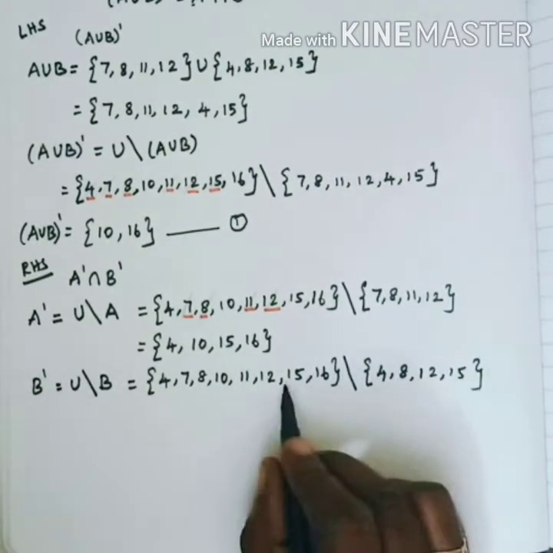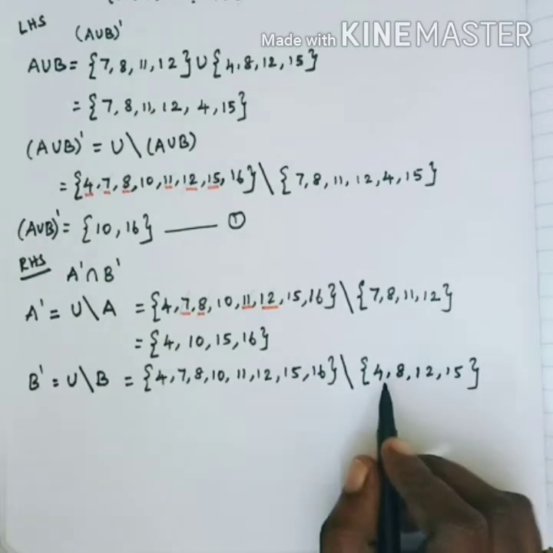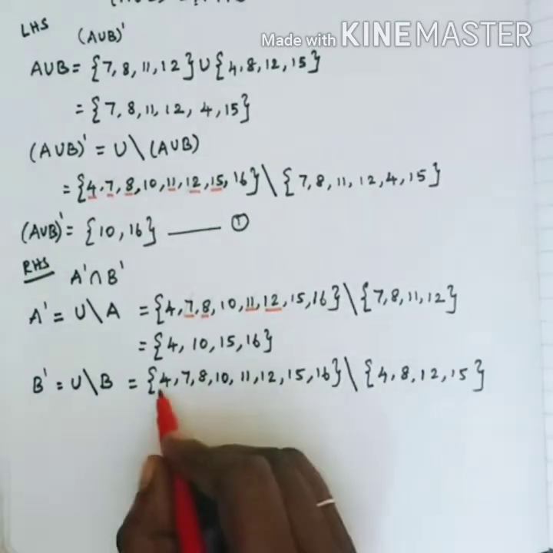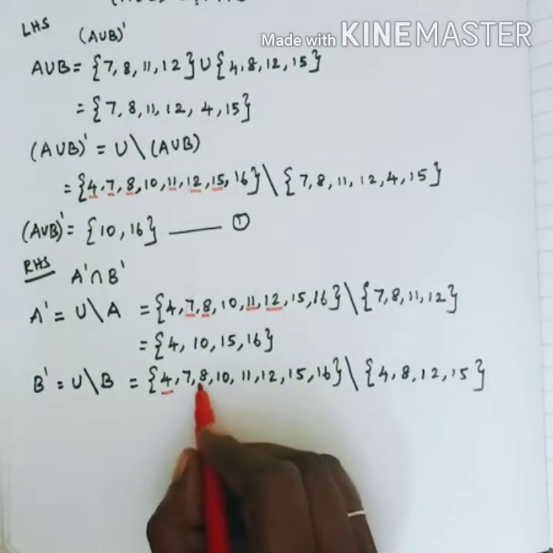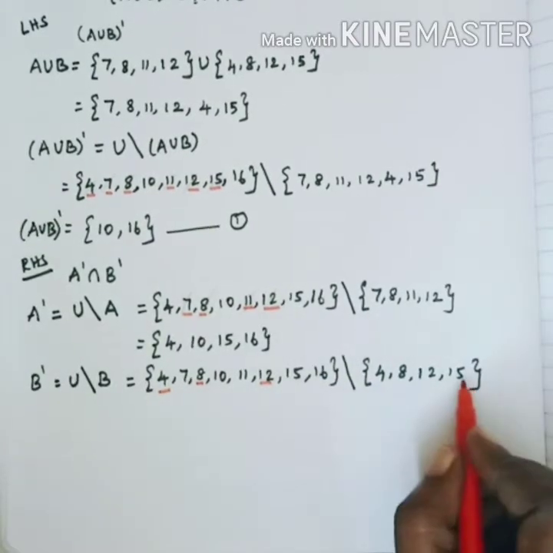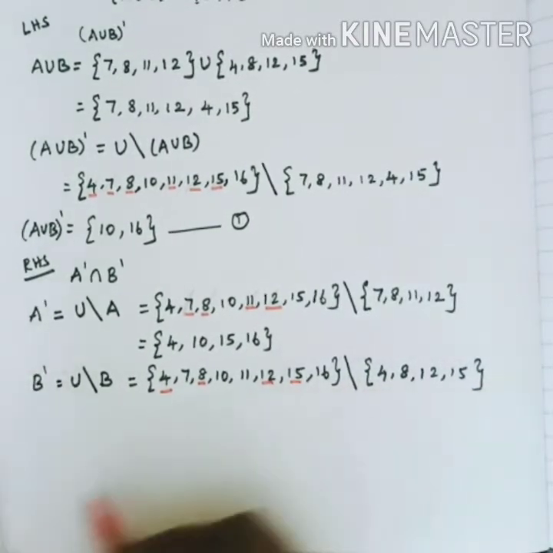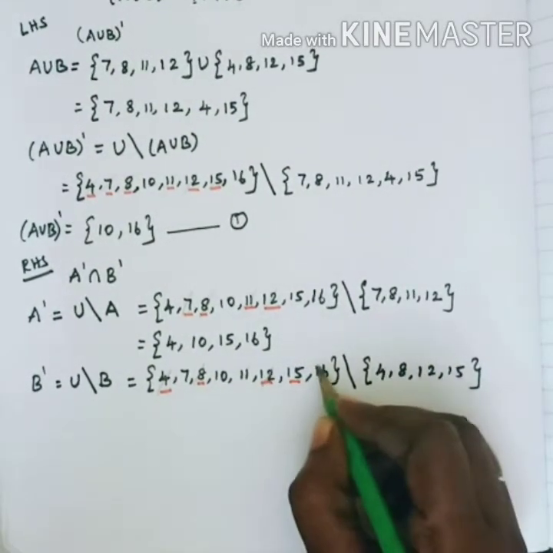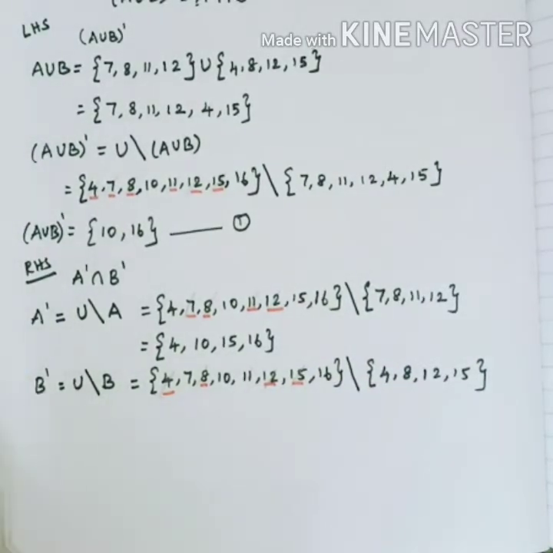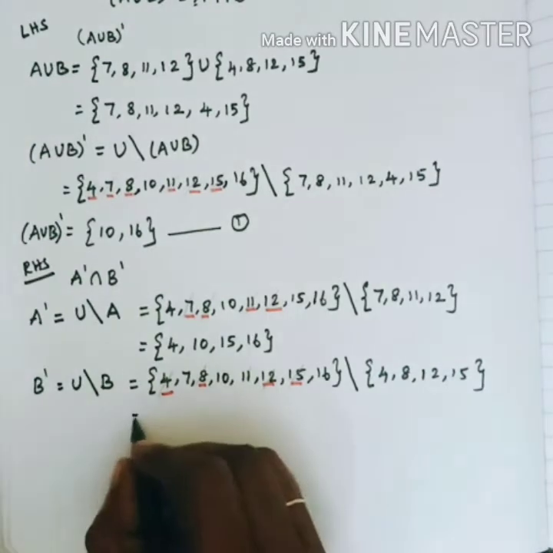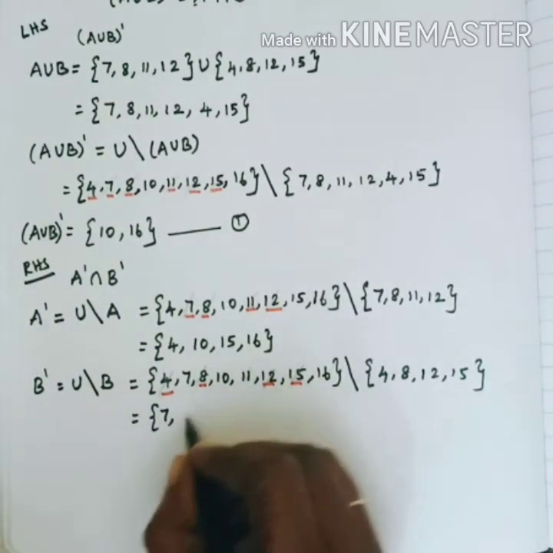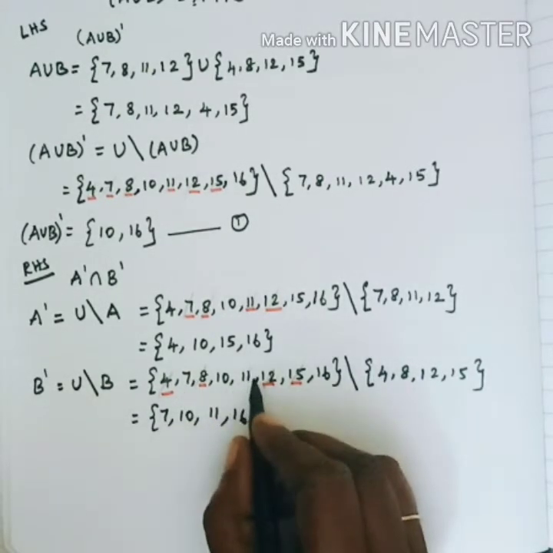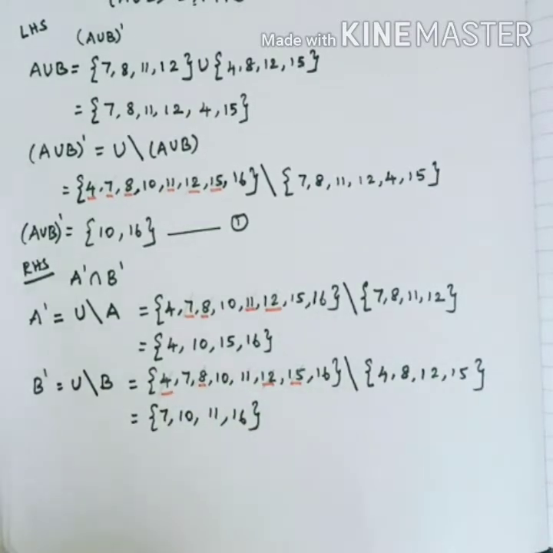Now the slash symbol is there in between the sets, so you have to identify the common elements. 4 is the common element in both the sets. 8 is also a common element. 12 is a common element, and 15 is also there. So you have to omit these elements from the first set and write the remaining elements. What are the remaining elements? 7, 10, 11, 16. So 7, 10, 11, 16 are the remaining elements in the first set.